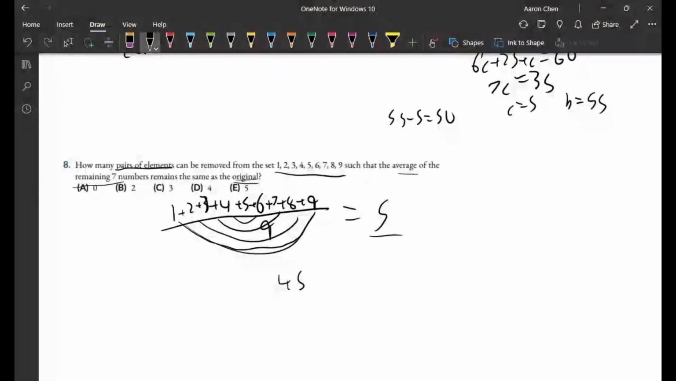So the sum is 45 initially, and afterwards the sum is 35 because it's 7 times 5, which is 35. And so that means that the pair adds to 10. And so with that, you can easily see after a bit of casework that the answer is D, 4.